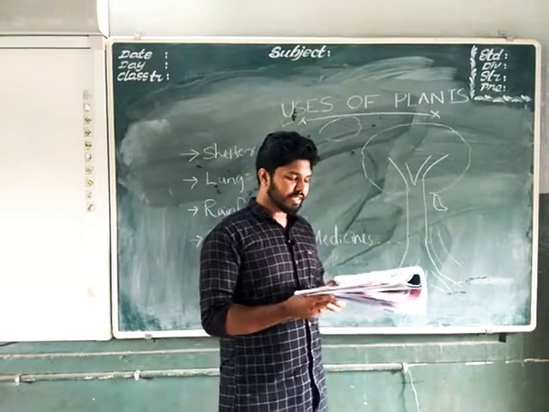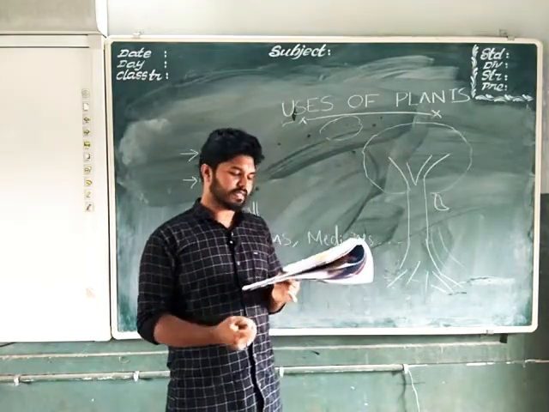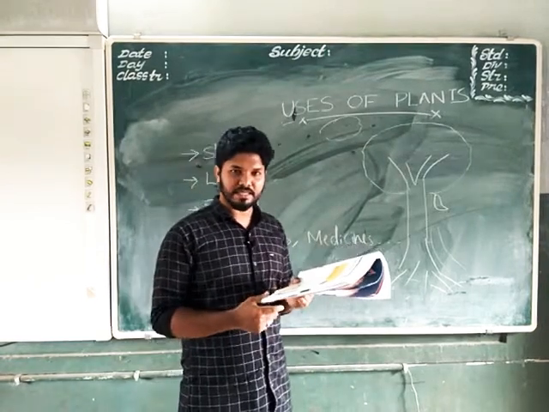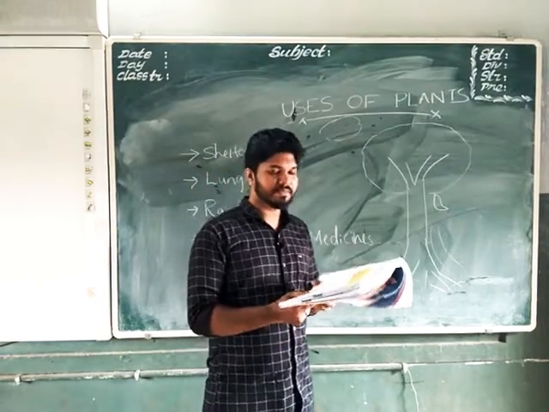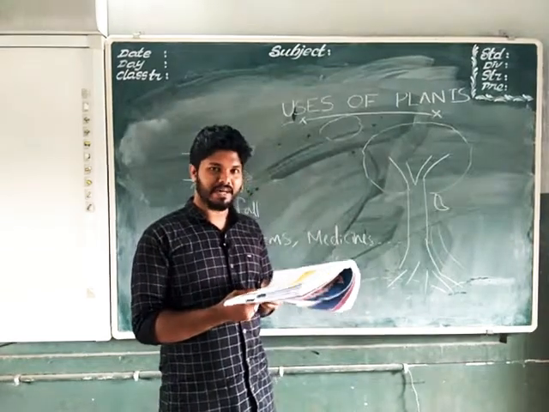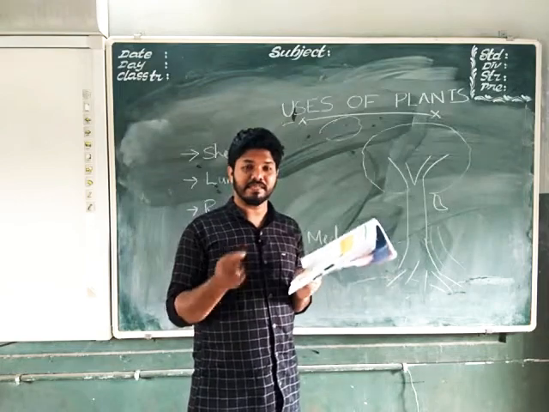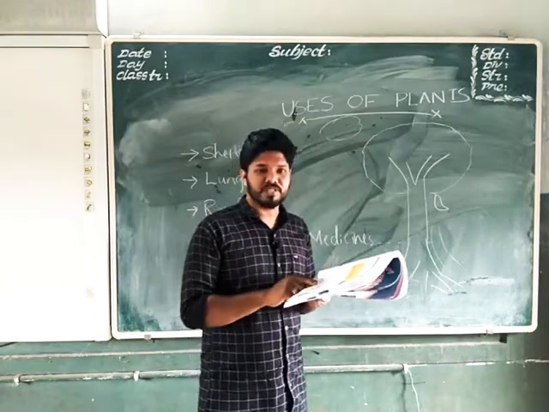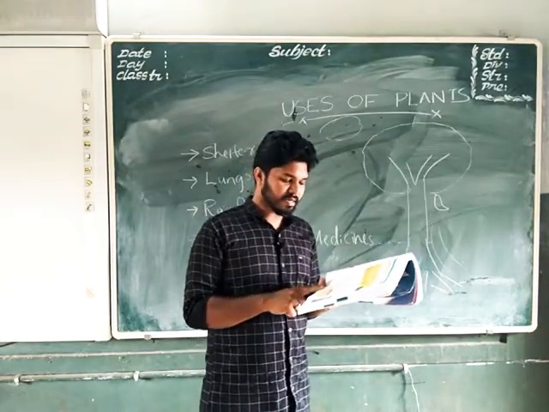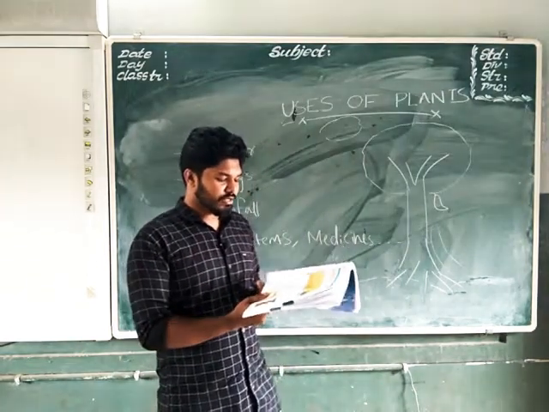Last point, different parts of a plant are useful to us in different ways. We get cereals, food items, timber, medicines, paper, rubber, resin and gum, that are paste from trees. Let us discuss some of these. So in the coming classes we will discuss some of these uses.